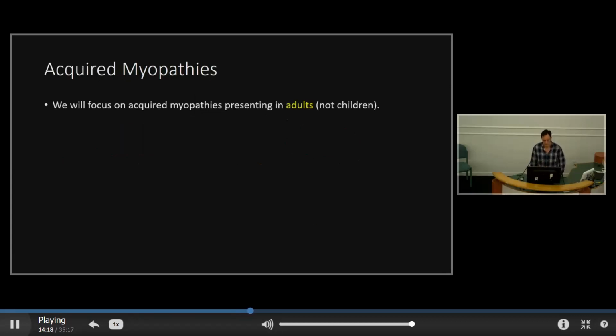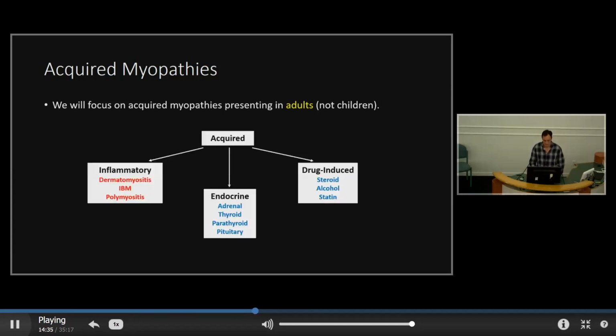Okay, so starting with the acquired ones. Again, we're focusing on myopathies in adults. Pediatric myopathies show different degrees, a different prevalence of myopathies, and different kinds of patterns and so on in kids. We're going to be focusing on adults for this talk. So looking at the acquired ones, we're going to focus on the inflammatory ones.